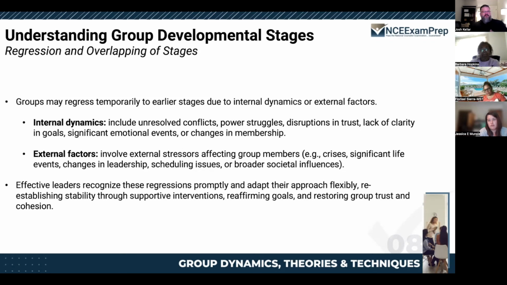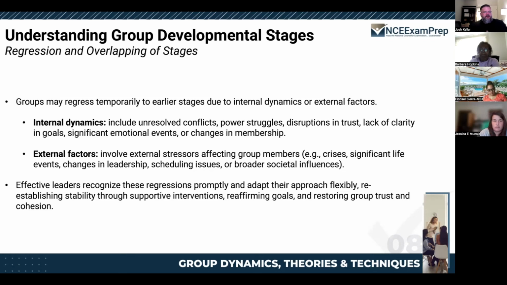They may, however, regress temporarily to earlier stages due to these different internal dynamics or external factors. Internal dynamics might be unresolved conflicts, power struggles, disruptions in trust, lack of clarity in goals, emotional events that might happen, or, as I mentioned at the very beginning, changes in membership, right? If you've got an open group that's constantly influxing new members, you might have to move back in stage, to reestablish trust, for example. External factors might involve stressors that affect group members, like crises, life events, changes in leadership, scheduling issues, or other things that are going on.